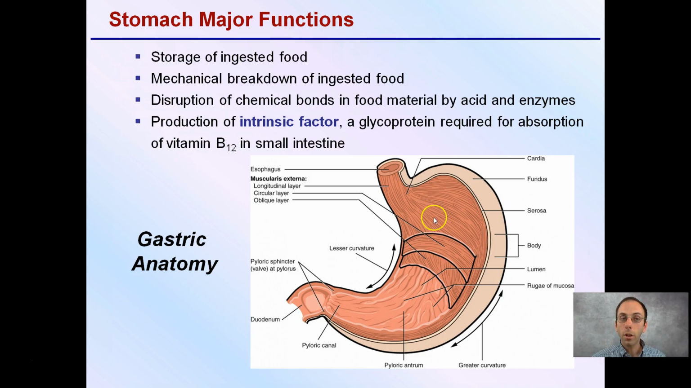Our gastric anatomy in general is storing ingested food, mechanical breakdown of ingested food, disruption of chemical bonds, this very harsh acidic environment, and also the enzymes that it produces. Production of intrinsic factor, a glycoprotein, is required for absorption of vitamin B12 in the small intestine. So not only is it performing some breakdowns, it's also setting up the ingested food items for the next step.